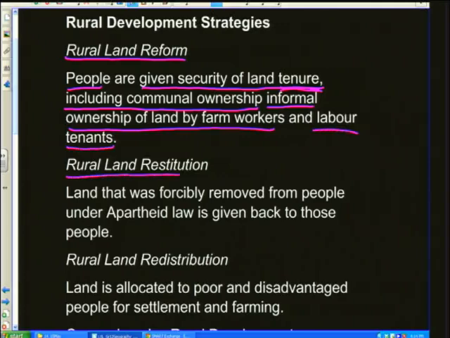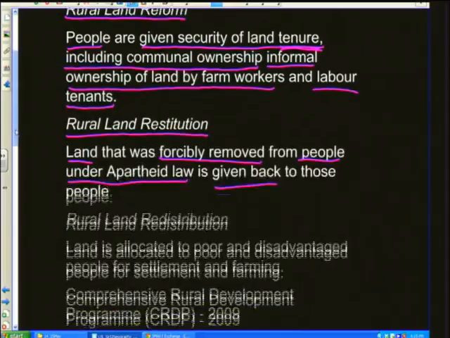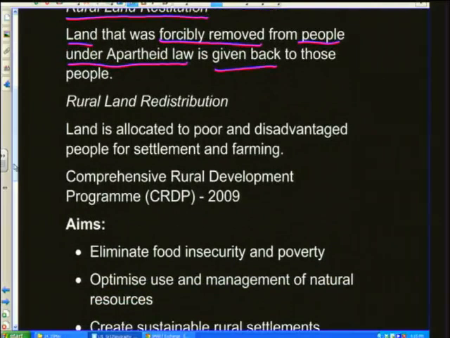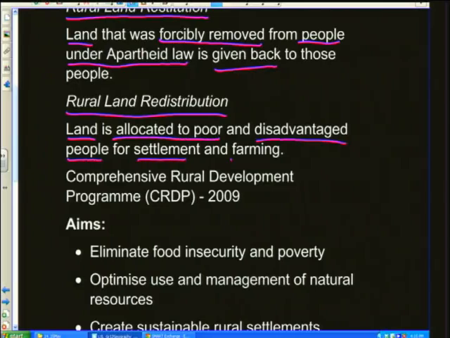Rural land restitution, also another important one, means that land that was forcibly removed from people under apartheid regimes is given back to those people. And the last one, rural land redistribution. That's the third very important term that often comes up. It means that land will be allocated to the poor and disadvantaged people specifically for settlements and farming.